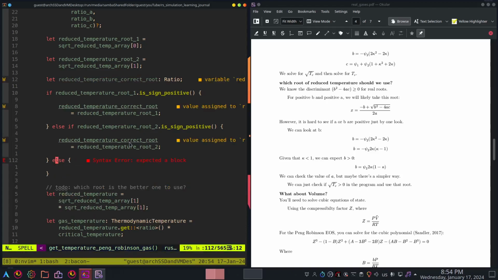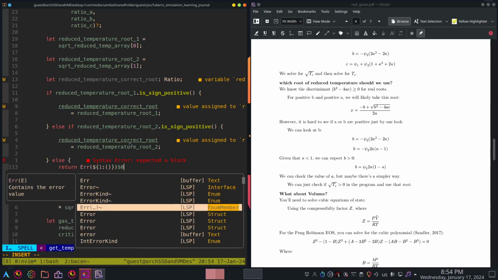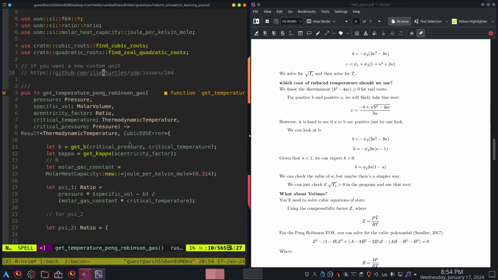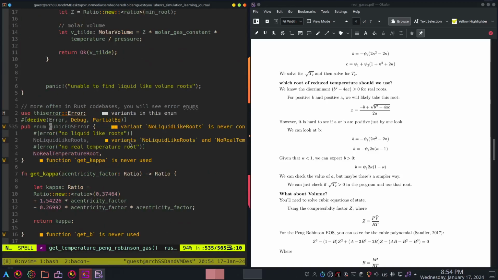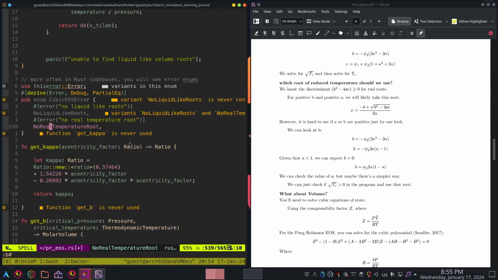So here's the else clause. If neither of the roots are positive, then we'll need to return an error. We'll need to return our Peng Robinson guess error. Then you can do a no real temperature root error for that.